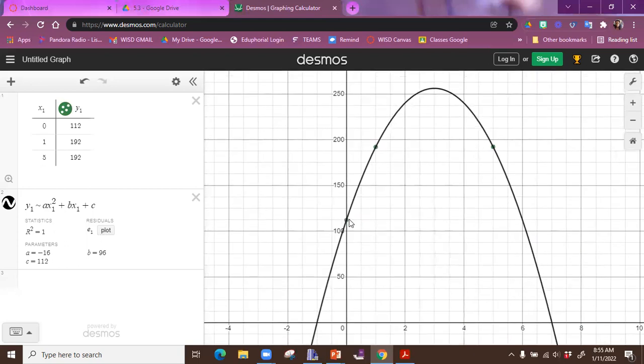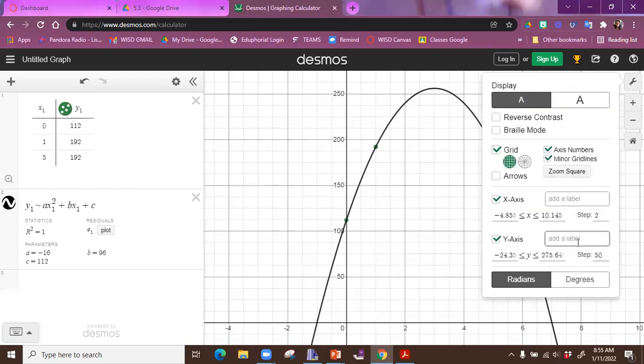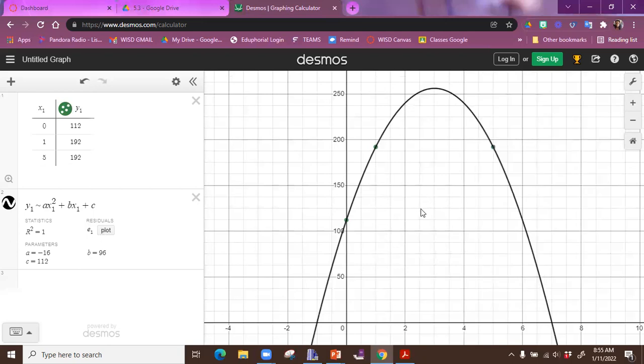So this is where the soccer player was standing at the top of the building. And when she kicked the ball, it went up, and then it came back down. So again, this is an example of how you can modify your window by typing in what you need, okay?